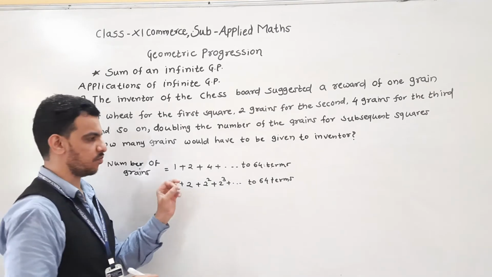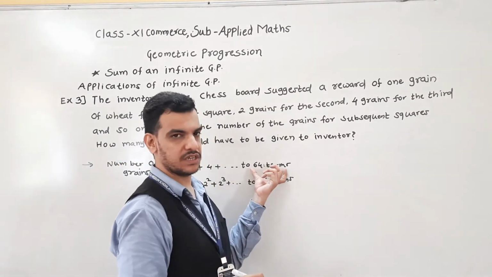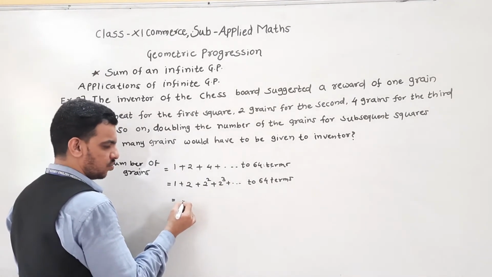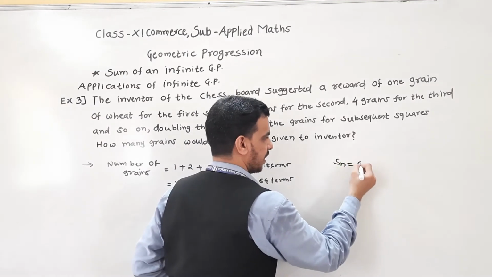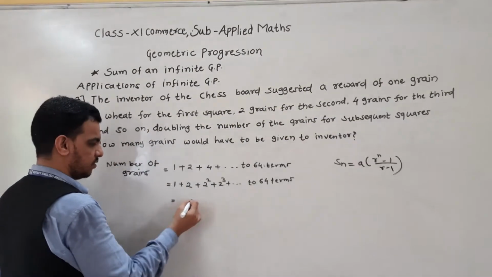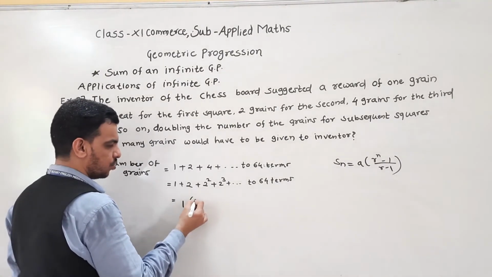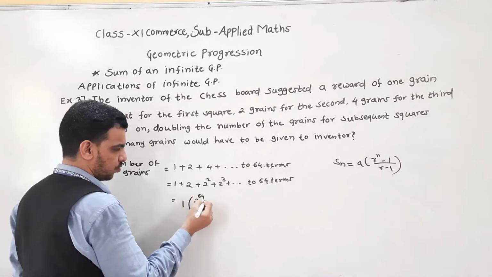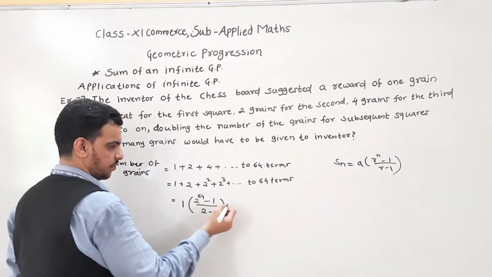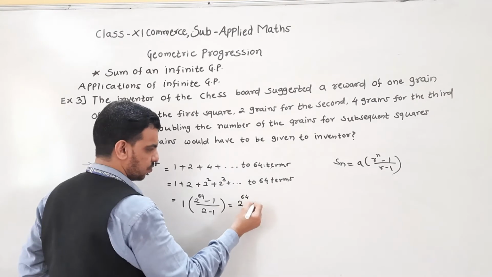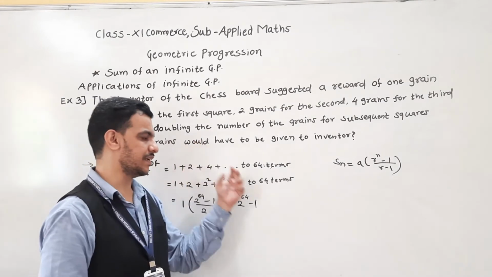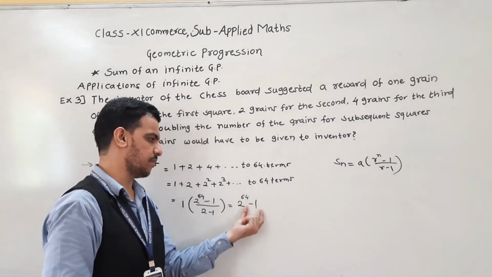So here we have to use the formula for the sum of n terms of a GP, because there are 64 terms. So here the formula is, we know that Sn is equal to A into r raised to n minus 1 upon r minus 1. Okay, so here A is 1, r is 2, n is 64, so 2 raised to 64 minus 1 upon 2 minus 1. So 2 minus 1 is 1. Okay, so what remains? Only 2 raised to 64 minus 1. Okay, so the number of grams given to the inventor is equal to 2 raised to 64 minus 1.